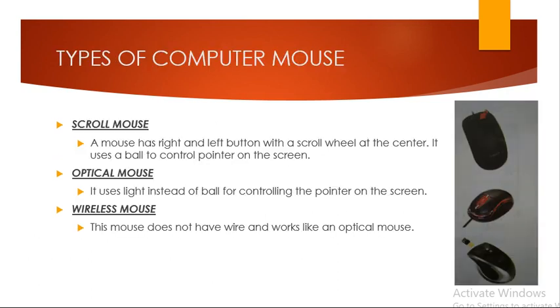Now this is the slide for understanding the types of computer mouses. Okay, so there are three types of mouses. They are explained here briefly. The first one is the scroll mouse.